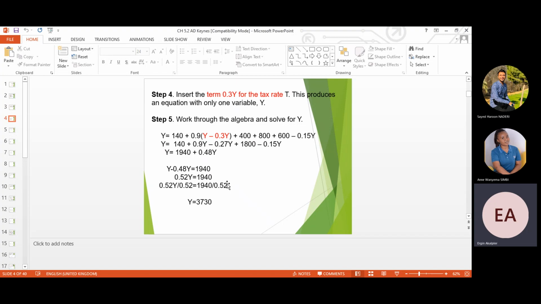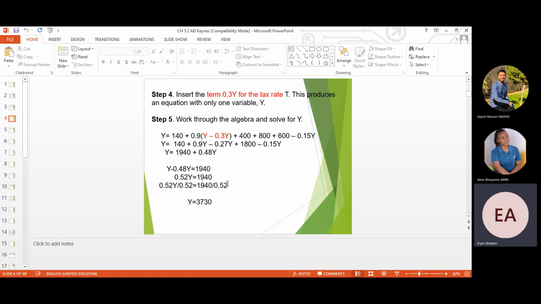Then we put, as I said to you, instead of aggregate expenditure, the y, because since y and aggregate expenditure are equal, we have the equilibrium. Then y is equal to 140 plus 0.90 in brackets y minus 0.3y. This is then the tax reduction from the disposable income, plus 400 plus 800 plus 600 minus 0.15y for the import. Then after summarizing these given numbers, we have 140 plus 0.90y minus 0.27y, because we are adding 0.3 and 0.15 to each other. And then you have plus this 400, 800, and 600, which is 1800, minus 0.15y.